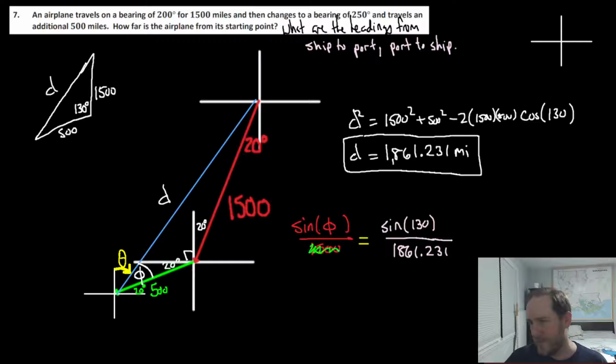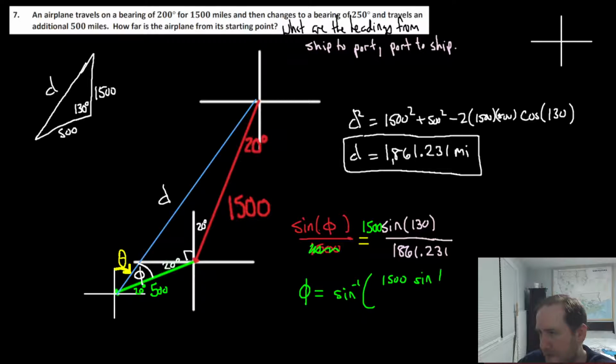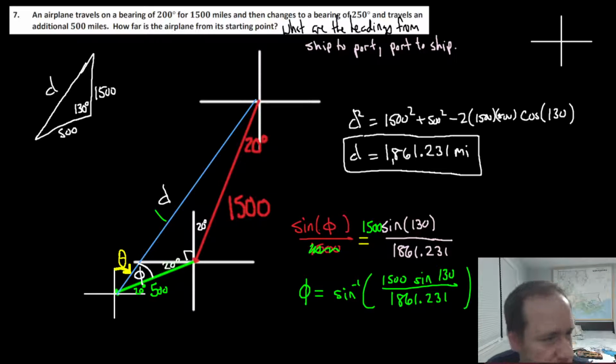We'll solve it by basically multiplying both sides by the 1500. The 1500 will cancel out, and the 1500 will appear in the numerator over here. And then to solve for phi, we'll take the inverse sine of both sides. And so we'll have inverse sine of this whole expression, the 1500 sine 130, all over the 1861, blah, blah, blah. Then we'll pull up our calculator and we'll just type this in.